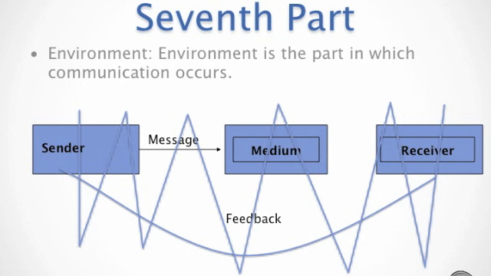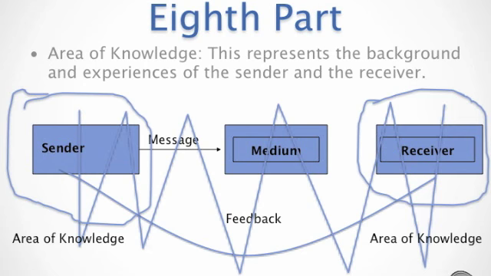The seventh part is the environment. It's acknowledging the idea that we change our way of communicating based on where we're at. So for example, you communicate differently at church than you would if you're sitting at a basketball game with your friends. You're not going to scream and shout in church, and you're not going to say the same things that you would say in church as you would at a basketball game.